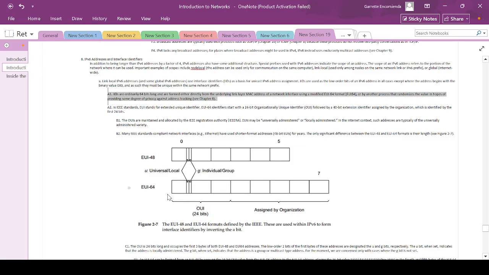So this EUI-64 and EUI-48, using its U bit, are used to transform it to an IID, which is 64 bits long. It is actually formed either directly from the link layer MAC address of a network interface using a modified EUI-64 format, which is this, or by another process that randomizes the value. So these 64 bits are formed using this EUI-64, right, to convert that to IID.